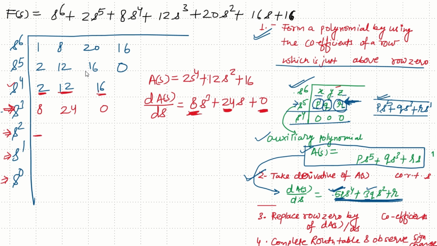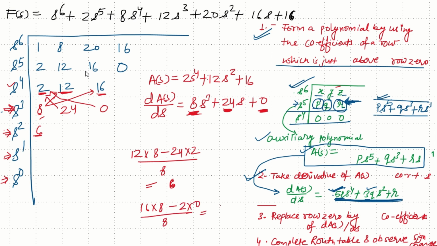The first coefficient of s to power 2 will be 8 into 12 minus 24 into 2 divided by 8. Let me write it here. So this will be 12 into 8 minus 24 into 2 divided by 8, which comes out to be 6. The next coefficient will be 8 into 16 minus 2 into 0 divided by 8, so this will be 16 into 8 minus 2 into 0 divided by 8, which comes out to be 16, and the remaining coefficient will be 0. Let me write all the coefficients of this Routh table here. So these are the coefficients of this Routh table.